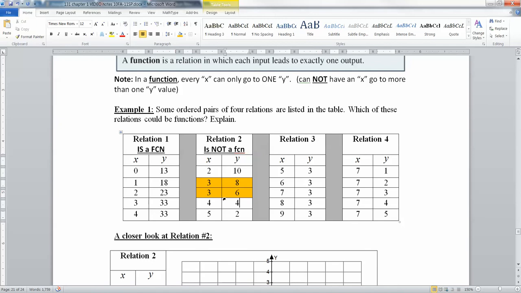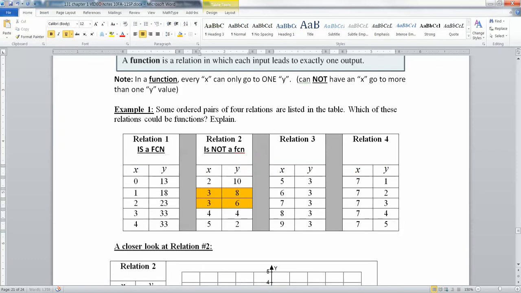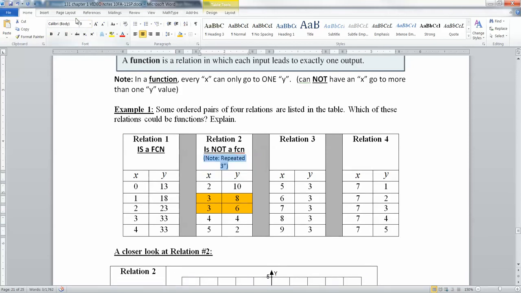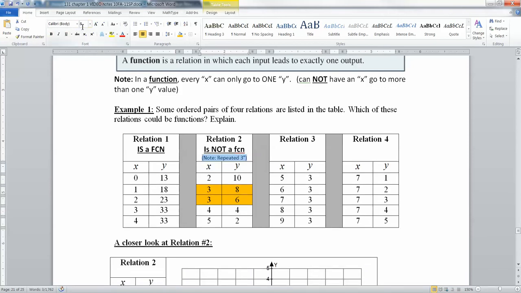And just for a moment, make a note to yourself. The issue here is you can kind of see it, that repeated 3. That's generally not a good idea. So note the repeated 3. If you see x values repeating like that, that's generally a bad sign. Not always, because they can kind of fake it out in a couple ways, but the repeated 3 is an issue.